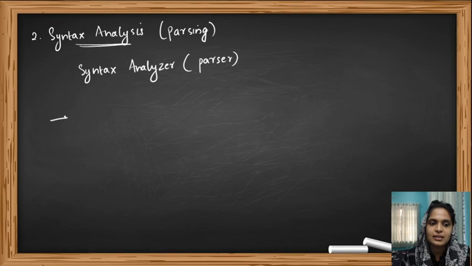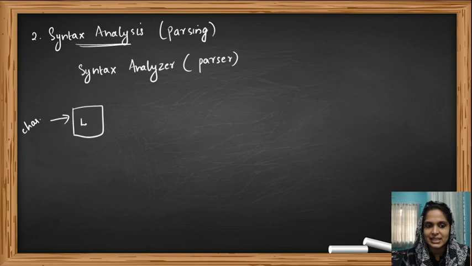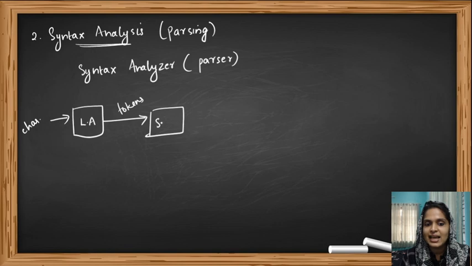We have already seen that the stream of characters, that is our source program, is fed to a lexical analyzer, and the lexical analyzer produces a stream of tokens. Till there we have already seen. Now this stream of tokens will be fed to a syntax analyzer. And what will be the output of this syntax analyzer? The syntax analyzer is used to give a grammatical structure to these tokens. So the syntax analyzer will take these tokens as input, and it will give a grammatical structure to these tokens. That is, these tokens will be represented as a tree.